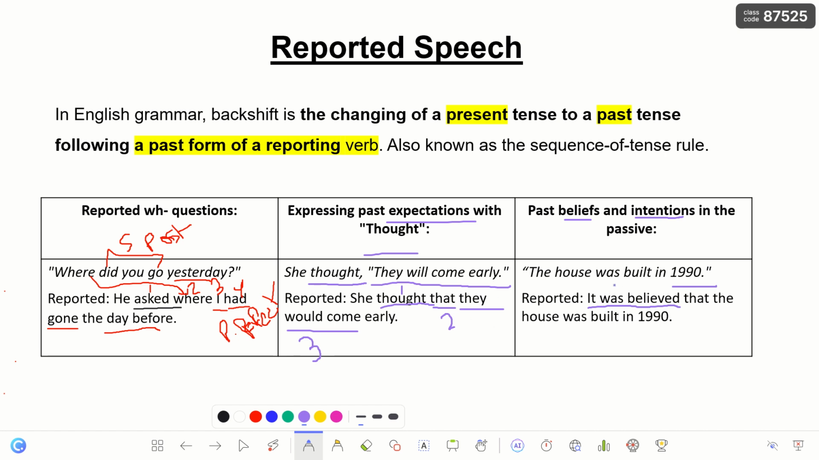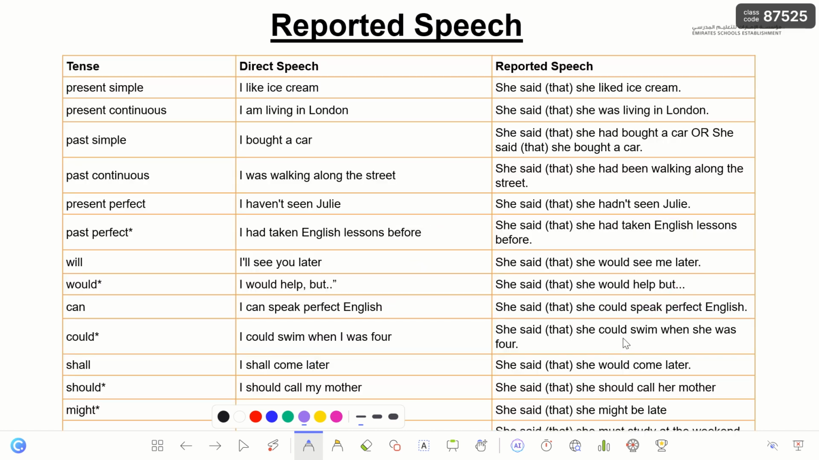Okay, this is the reporting verb. Here, I wanted to say that if I want to backshift was built, I can say that it had been built. To backshift simple past passive to past perfect passive, had been built, also works in this case. Okay, here are the general rules for reported speech.